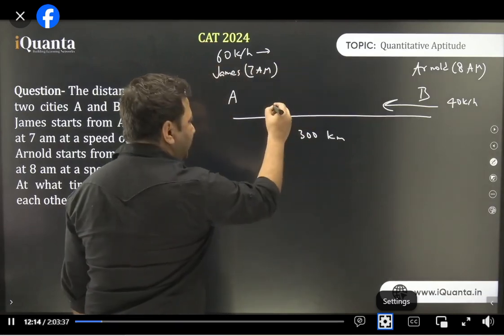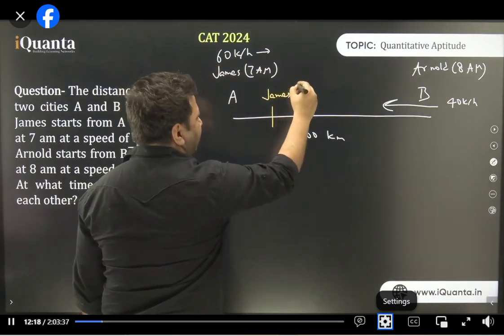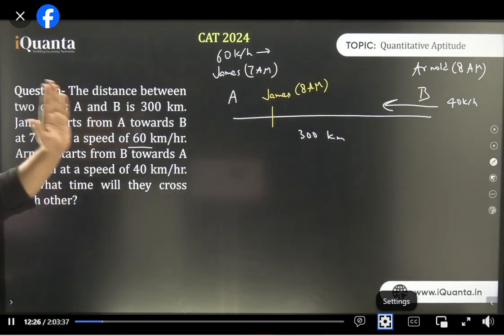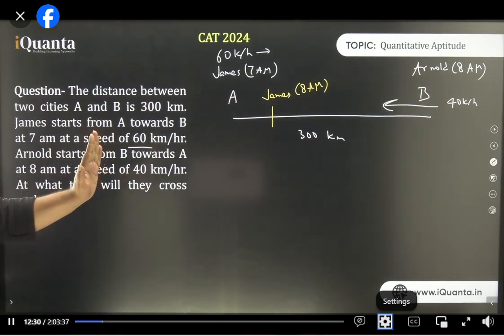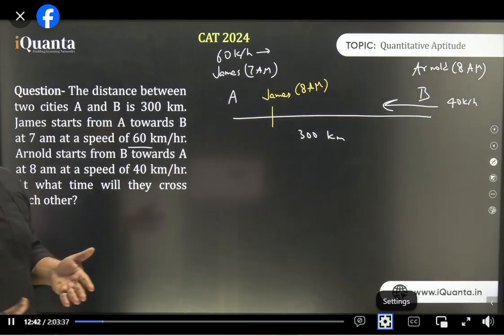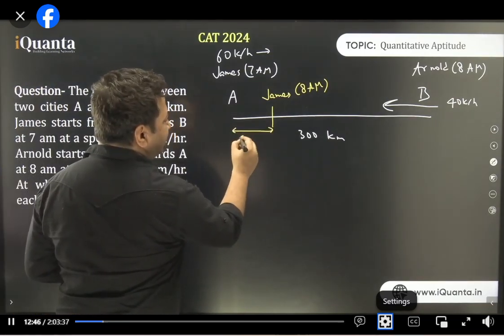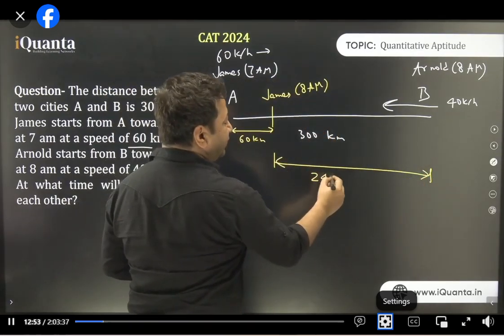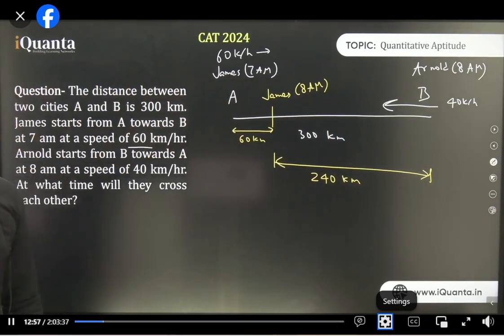We can just put a mark. Let's say James is here at 8 a.m. James is traveling, Arnold is not traveling at all. So I am just looking at where James is at 8 a.m. Where would James be at 8 a.m.? James' speed is how much? 60. So 7 to 8, 1 hour has passed. That means he must have traveled 60 kilometers. Now the remaining distance is how much? 300 minus 60, that is 240 kilometers. Is that clear? So exactly at 8 a.m., these two guys, James and Arnold, are 240 kilometers away.